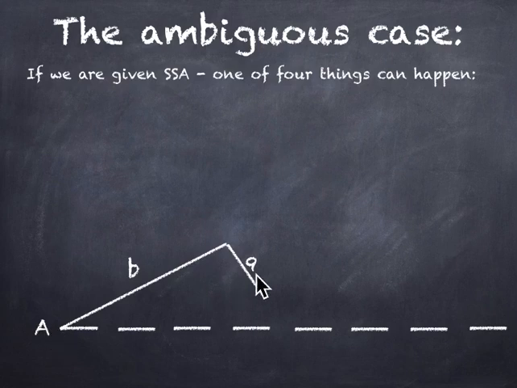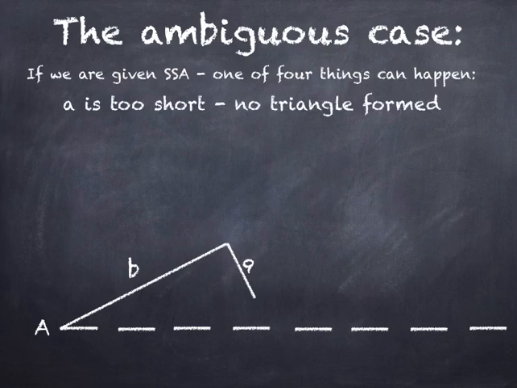And when you're given a situation like that, one of four different things can happen depending on how big side A is. First situation is maybe side A is simply too small. There might not be a triangle that can be formed. So that can happen. Because if you look here, this doesn't reach, right? I'm given this angle and it's just not big enough to form a triangle.